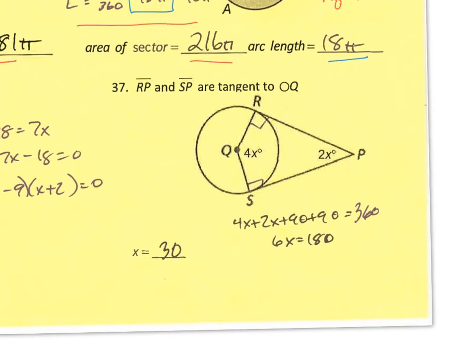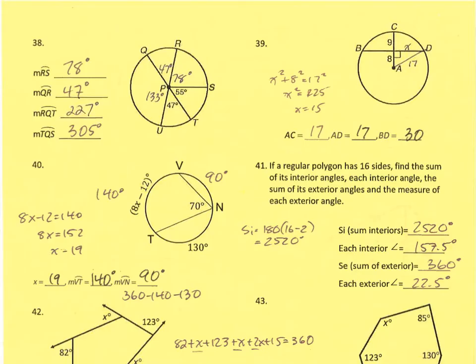All right. Number 37. RP is tangent. These are equal. Also know these are 90. This was on the most recent test. So the way I set this up is I knew that this is a quadrilateral, in which case I know all four angles add to 360. So the sum of the interior is 360, right? So you do that, you set up the equation 4x plus 2x plus 90 equals 360, and I ended up with x is 30. So that's how that works. All right, next page.